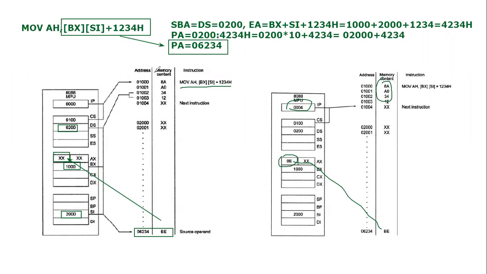So in this instruction, one can notice there are three elements: base, index, and 1234, which are actually providing the memory location address. That is why this instruction follows the memory operand addressing mode. And which one of them? Based index memory operand addressing mode. I hope the concept of this memory operand addressing mode is clear.